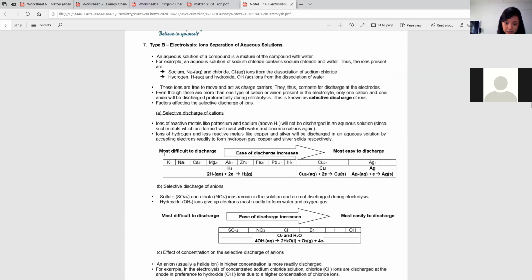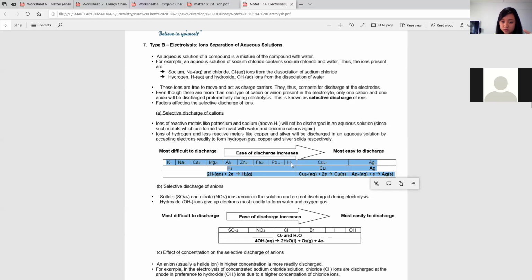So there are some rules to follow on which one to discharge. If it's the cation side, this table is very useful. We always discharge the one that is less reactive. This table is actually your reactivity series, potassium all the way to silver. For example, if you have potassium and H plus, they will choose to discharge H plus. H plus will gain back electrons to get H2, and they balance the two here.